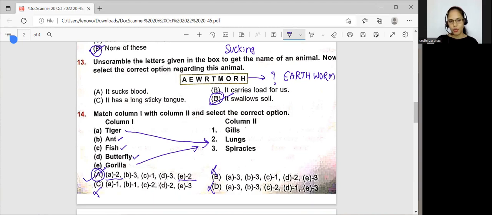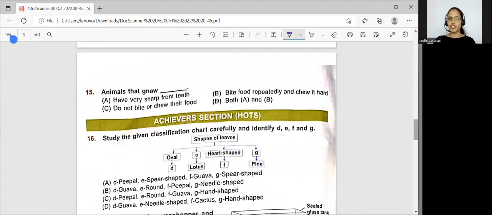Okay, so let us see what the answers are. In all the insects, what will happen? They'll have spiracles for respiration. So ant and butterfly can be matched with the three, that is spiracles. Fish is matched with the gills, that is one. Okay, so this is the correct answer. Let's go with question number 15. We already discussed what gnawing is. So animals that gnaw will have very sharp front teeth. They bite food repeatedly and they chew it hard. So both A and B are correct. Therefore, answer is option D.